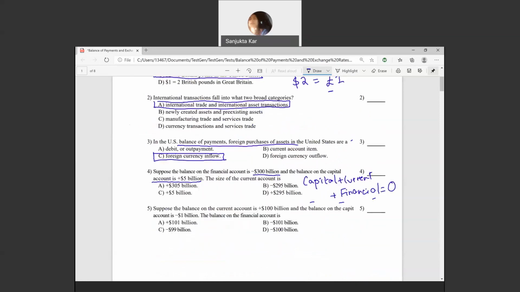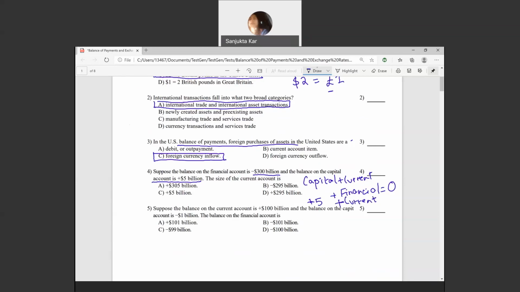Now take a look at question number 4. What we have here is the balance on the financial account is negative 300. Balance on the capital account is 5. They're asking us to find the size of the current account. We know that if we add the capital, current and financial, what we get is 0. Now plugging in our values here, plus 5 for capital, the current is what we need to find out.